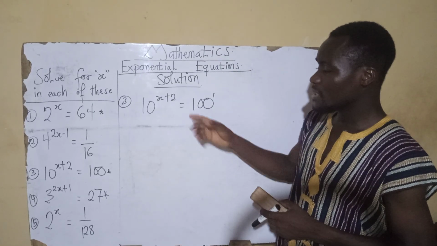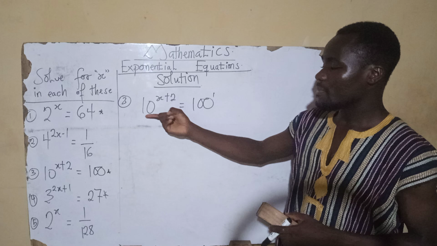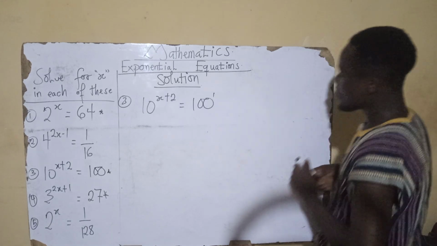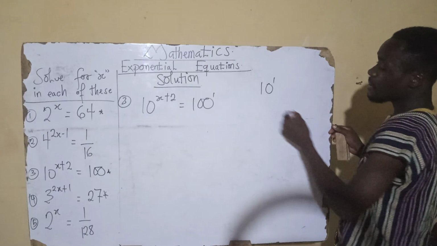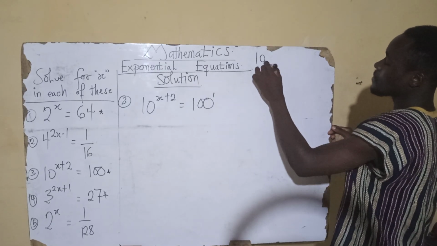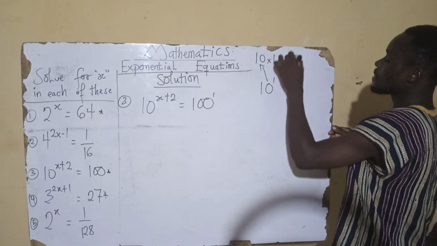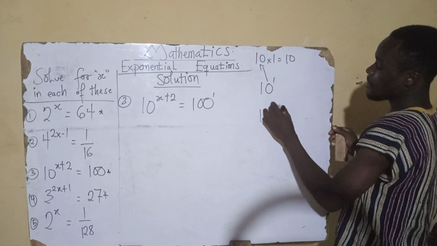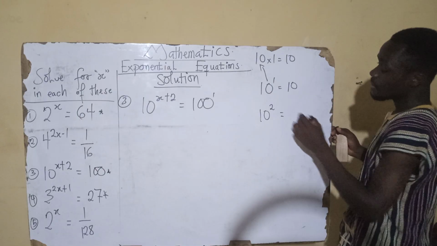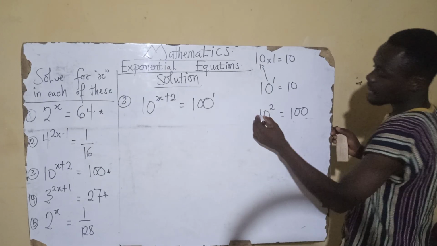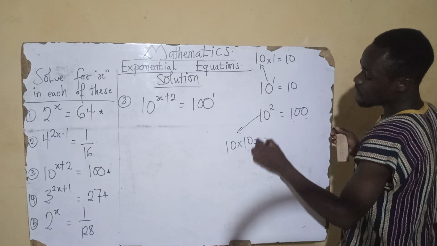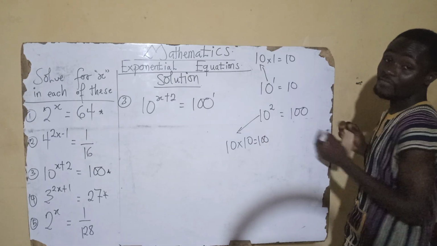So we have to make sure the base is the same. Now let's check if 10 here will be the same base as this. So I have 10 power 1, which gives me what? 10. Remember, this is 10 times 1, which gives me 10. And I have 10 power 2, which gives us what? 100. Remember this means 10 times 10, which gives us 100, as we have it here.